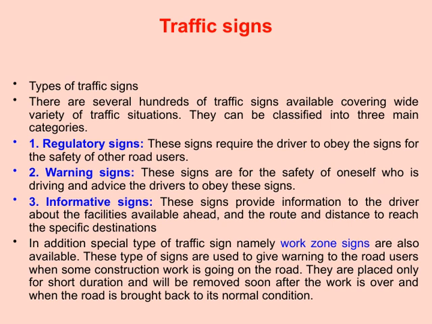In addition to these, there's a special category called work zone signs. These are used specifically during construction or road work. They warn drivers about ongoing work and are only placed temporarily. Once the work is completed and the road is restored to normal, these signs are removed. Understanding these different categories of traffic signs is essential because they collectively contribute to safer driving and smoother traffic flow. They help us anticipate what's ahead and make informed decisions on the road, which is all part of the overall goal of road safety and efficient transportation.